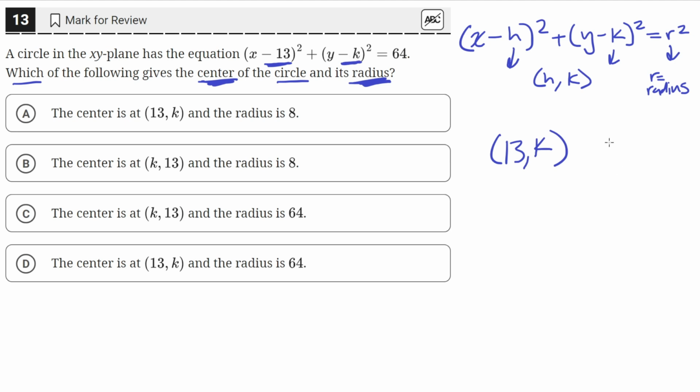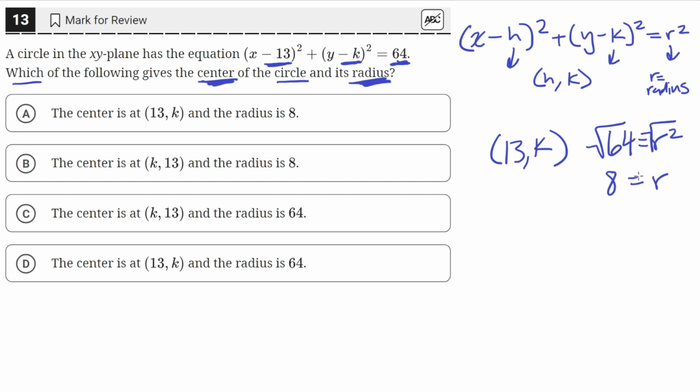And then to find the radius, we see over here we have a 64. So that means 64 equals r², because in the equation for a circle, the right-hand side is a constant that's squared. So the 64 is the result of after we square r. But we want to find the original value of r. So we can set them equal to each other and then take the square root of both sides. So the square root of 64 is 8, and the square root of r² is r.